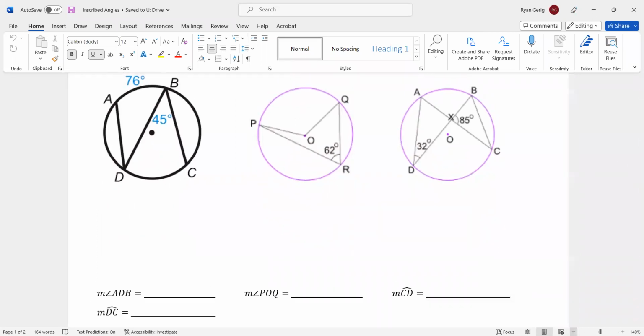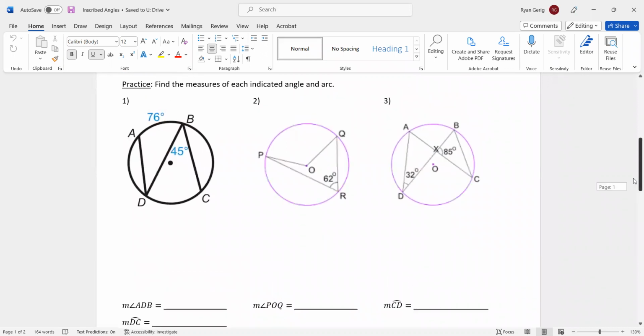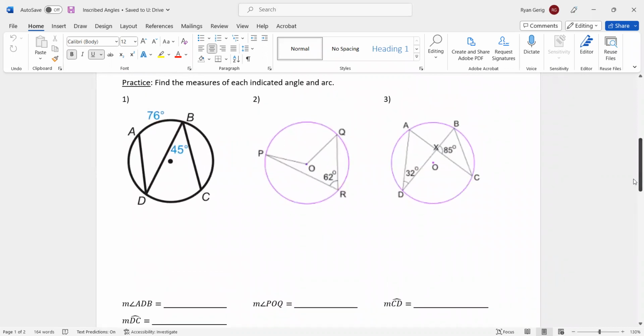All right, so got 3 examples here. Some easier than others. Find the measures of each indicated arc. So angle, and make sure you look at those symbols. Very, very important here. I'm looking for an angle. Measure of angle ADB. So that would be this one. Okay. Well, if I follow angle D and I follow it up to the circle twice, I find that the intercepted arc is AB. So that angle is half of 76, so 38 degrees.